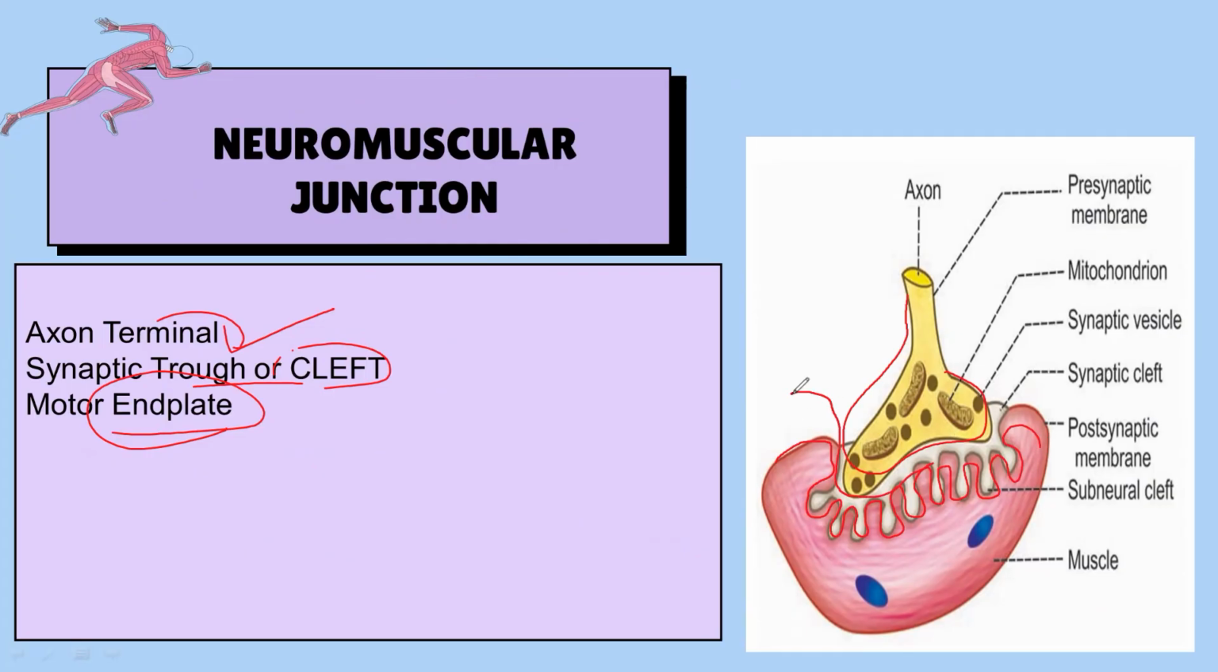There is a space between these two membranes. This is the presynaptic membrane. The membrane of this axon terminal is the presynaptic membrane, and this modified membrane of muscle cell, the motor end plate, is the post-synaptic membrane. There is a space between these two membranes. It is called synaptic trough or cleft.